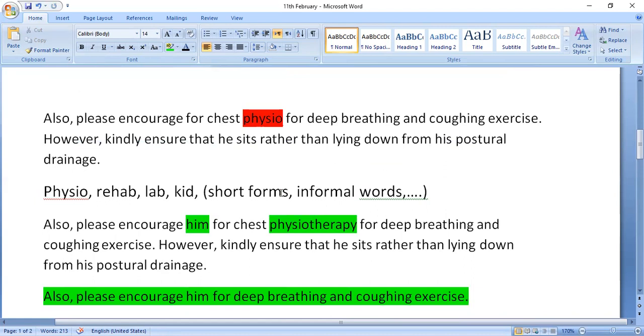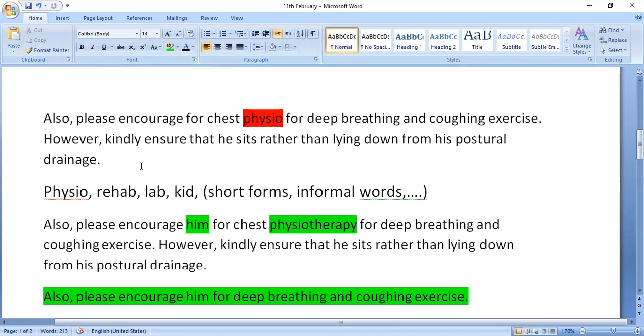Okay, now let us move to the next sentence. "However, kindly ensure that he sits rather than lying down from his postural drainage." Any mistake in this sentence? Doctors, nurses, and pharmacists, please participate actively so that you can learn a lot. Otherwise you will not be learning if you don't participate actively. So is there any mistake?